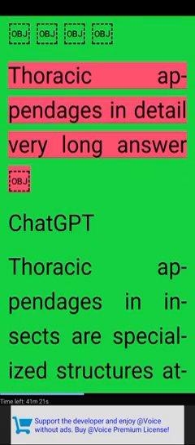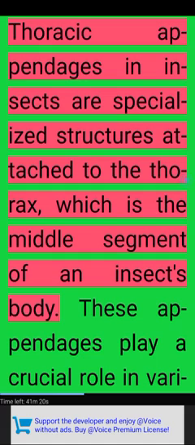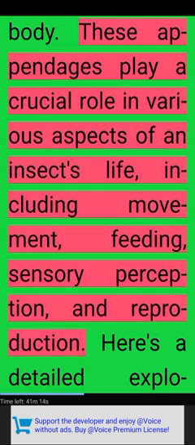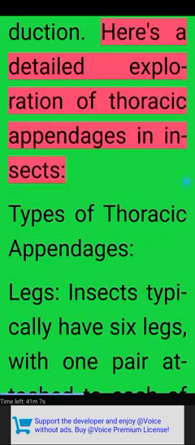Thoracic appendages in detail. Very long answer. ChatGPT. Thoracic appendages in insects are specialized structures attached to the thorax, which is the middle segment of an insect's body. These appendages play a crucial role in various aspects of an insect's life, including movement, feeding, sensory perception, and reproduction. Here's a detailed exploration of thoracic appendages in insects.